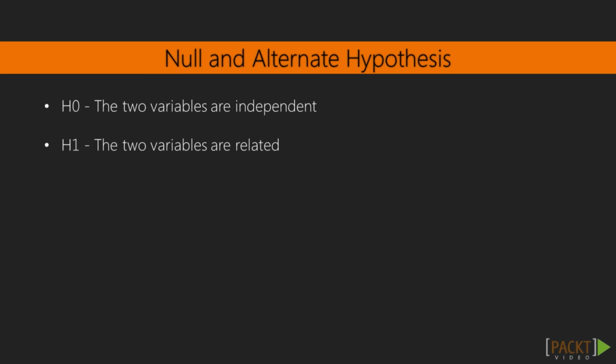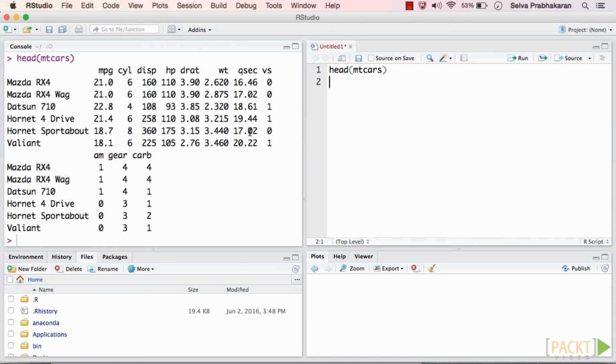Like all statistical tests, the chi-squared test assumes a null hypothesis and an alternative hypothesis. The general practice is, if the p-value that comes out in the result is less than a predetermined significance level, which is usually 0.05, then we reject the null hypothesis. The null hypothesis of the chi-squared test is that the two variables are independent, and the alternate hypothesis is that they are related. Let's do a chi-squared test on the cyl and carb variables in the mtcars dataset.